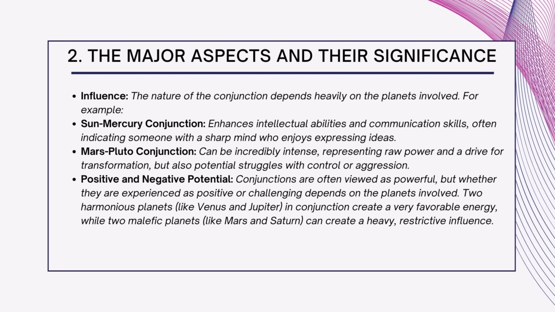Positive and negative potential. Conjunctions are often viewed as powerful, but whether they are experienced as positive or challenging depends on the planets involved. Two harmonious planets, like Venus and Jupiter, in conjunction create a very favorable energy, while two malefic planets, like Mars and Saturn, can create a heavy, restrictive influence.